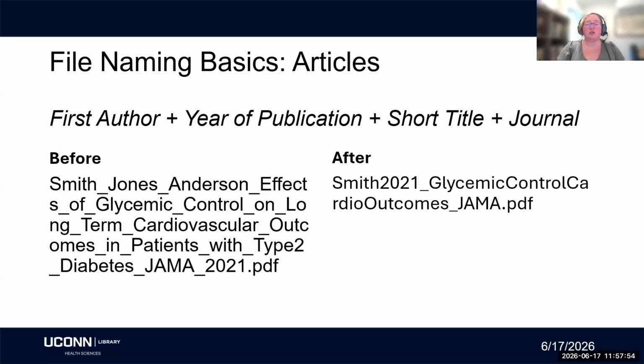So, for example, here you can have the first author's last name, the year of publication, short title, and the journal. But if you are using a tool that assigns a unique ID, then maybe you would just provide the unique ID information and then the first author and year. Either way, you want something that's going to be easily identifiable within your folder. Next slide.